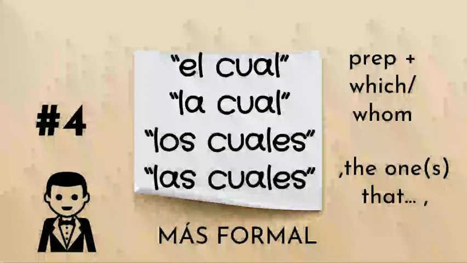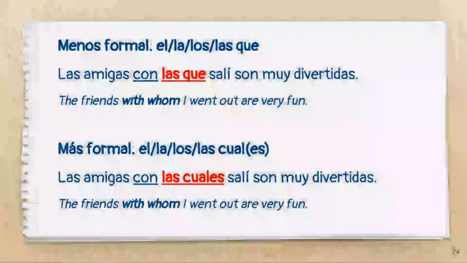El cual, la cual, los cuales, las cuales mean the exact same thing as el que, la que, los que, las que. They still mean which or whom when we use them after prepositions, and we still use them to add on extra information to say the one that or the ones that. The only differences are these are a little bit more formal, and we don't have the option to skip the articles. Okay, let's do a quick comparison of the two different forms.